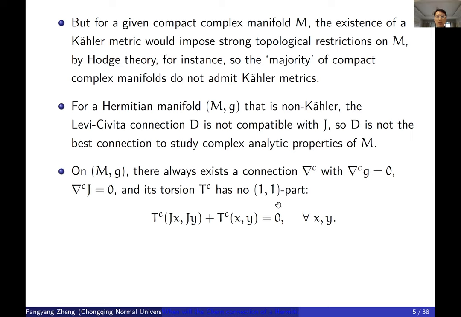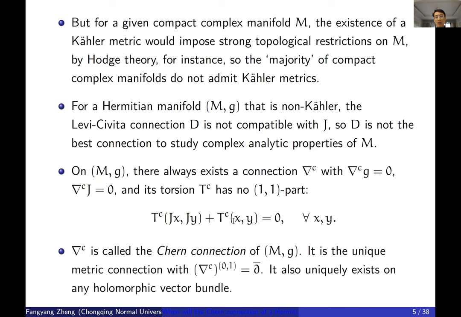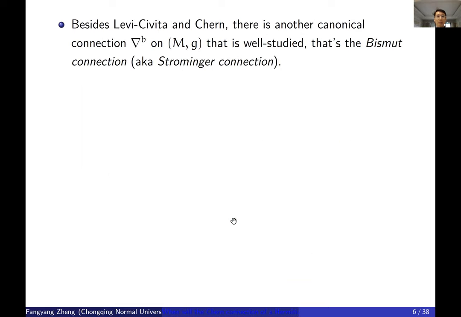We use nabla C to denote it. Nabla C is the unique metric connection that is Hermitian, meaning that it's compatible with J, and also its torsion has only a 2-0 part. The 1-1 part vanishes. This is often called the Chern connection, and it exists for holomorphic vector bundles as well. So in algebraic geometry, they prefer this connection.